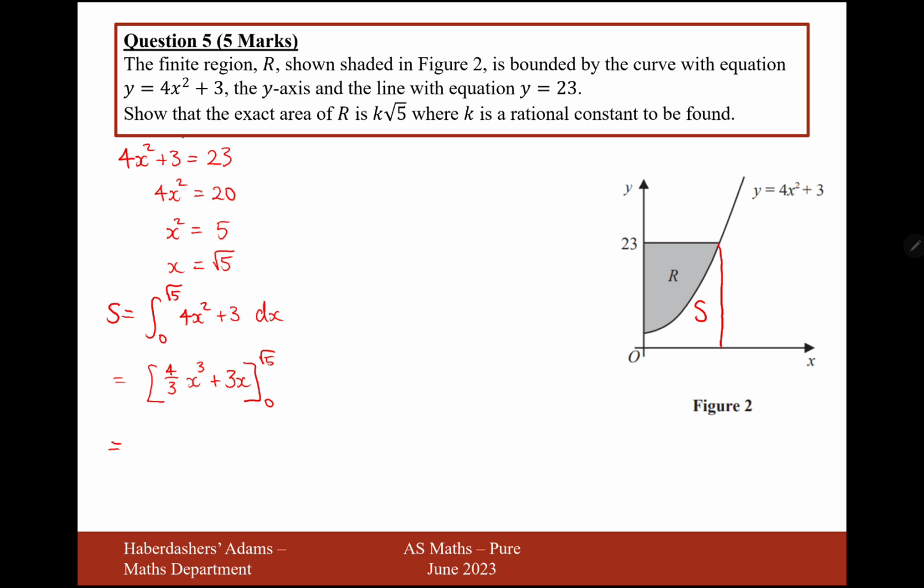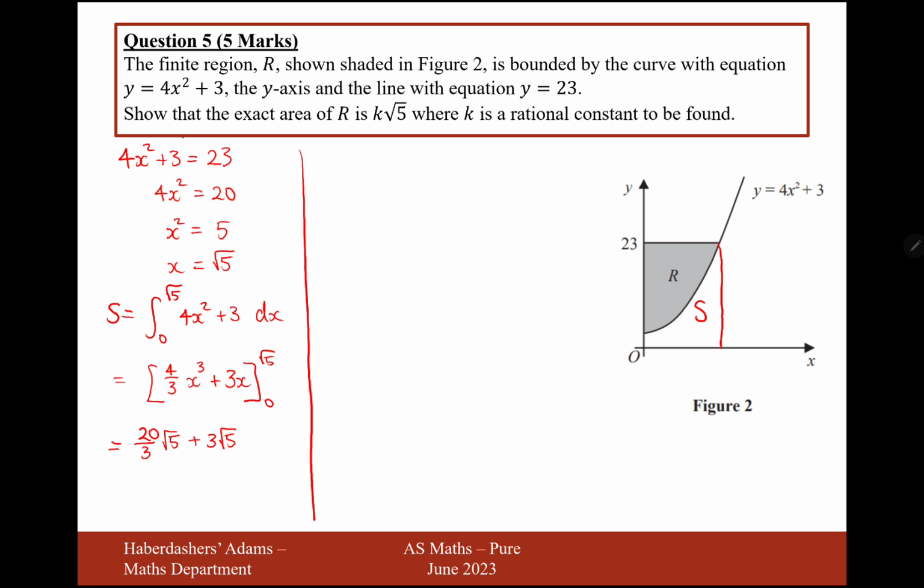Okay, let's substitute root 5 into this equation nice and carefully. I'm going to do that on my calculator. Apologies, you can't see me doing that. 4/3 times root 5 cubed gives me 20/3 times root 5, and then we're going to add root 5 substituting in, so that's going to be 3 root 5. Then we take away 4/3 times 0 cubed, which is just 0, and 3 times 0, which is 0. So there we are, that's the area for S.